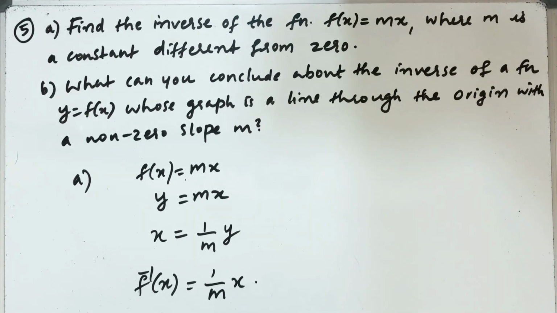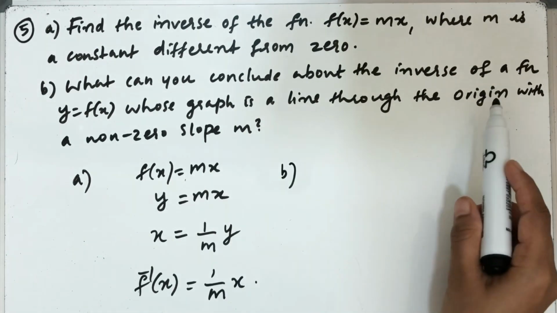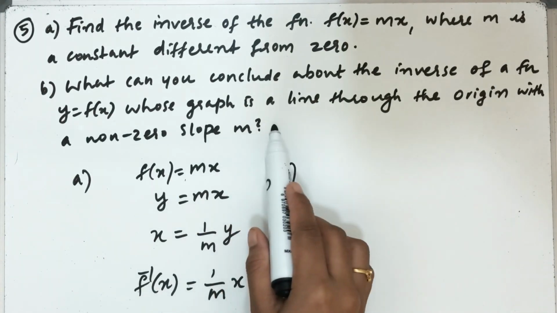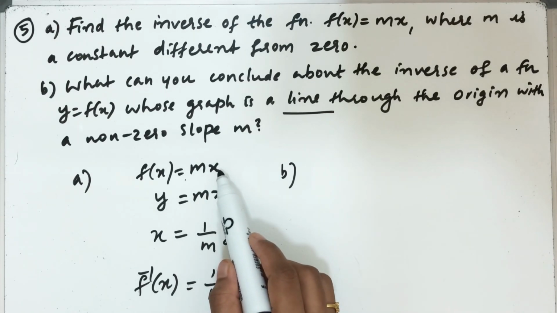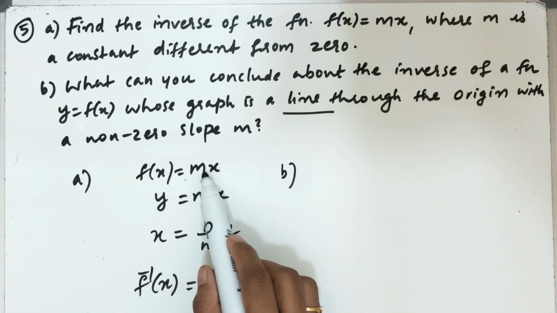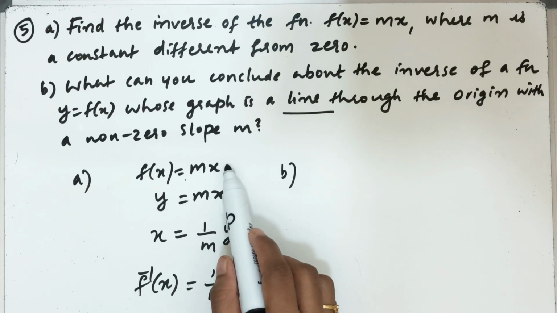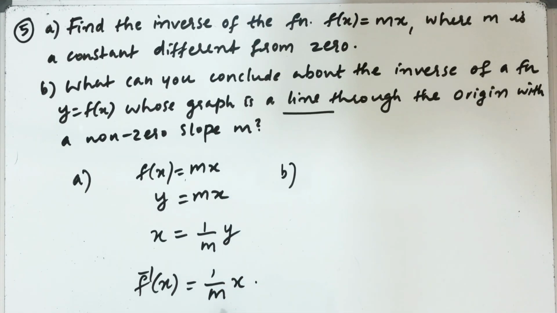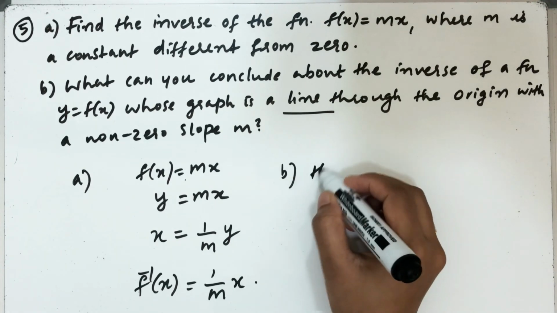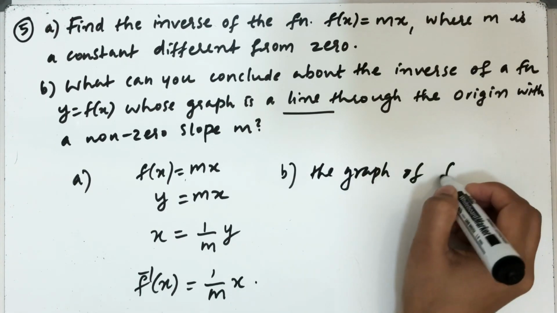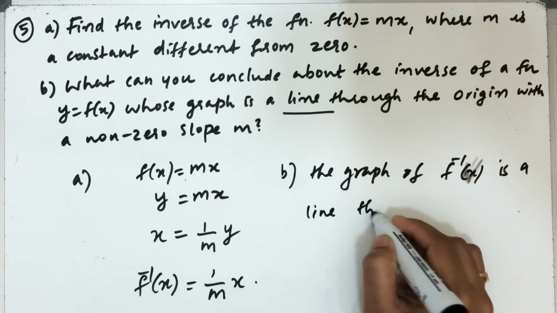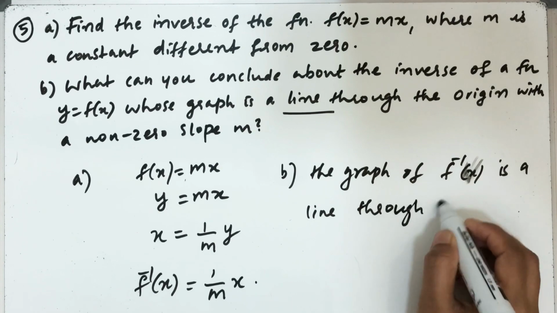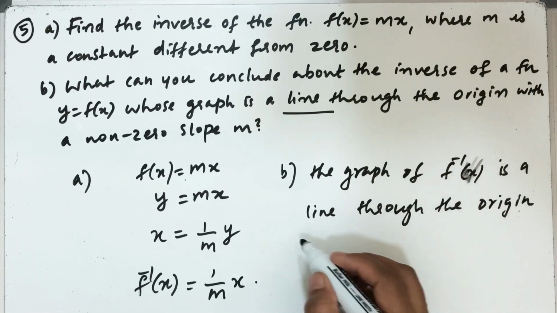B part. What can you conclude about the inverse of a function y equal to f of x whose graph is a line through the origin with a non-zero slope m? Same question here. This is a line with a slope m, non-zero m, and passing through the origin. Here the y-intercept is 0. It passes through the origin. So its inverse is nothing but a line that passes through the origin and its slope is 1 by m. So we can say the graph of f inverse of x is a line through the origin, where the y-intercept is 0, with the slope 1 by m.